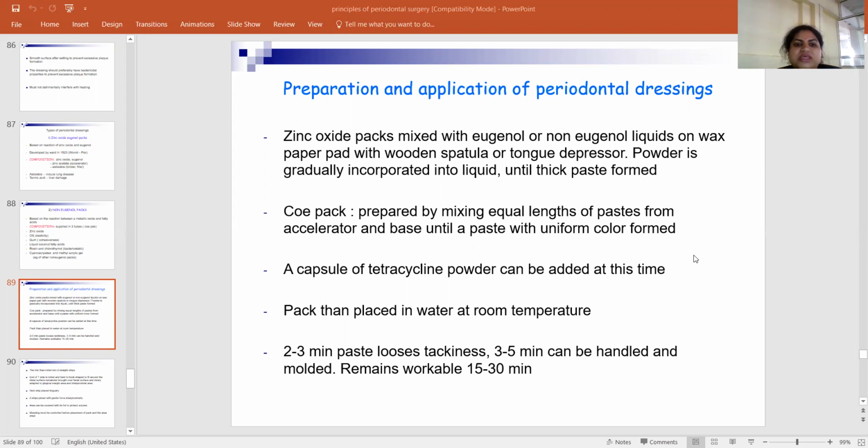So what happens basically with the Co-Pak and the zinc oxide pack: you take two lengths from the base and catalyst and mix until a uniform color is achieved. You can add tetracycline powder to add a bactericidal or bacteriostatic property. Then you immerse it in room temperature water, and afterwards it is workable for 15 to 30 minutes. Then you can place it with the help of mechanical retention.